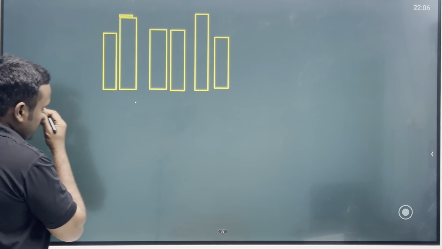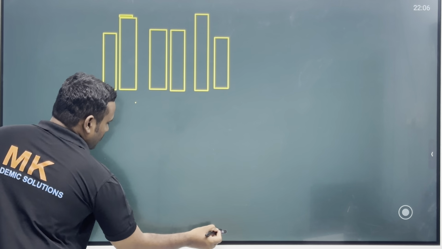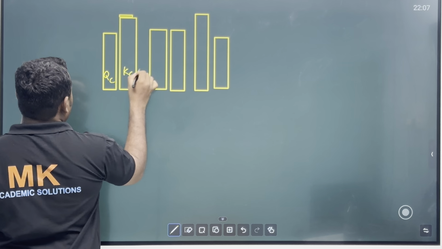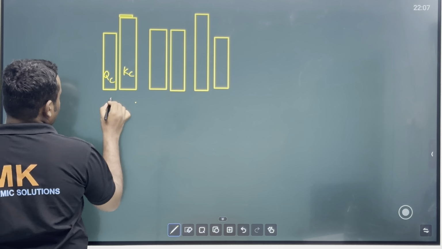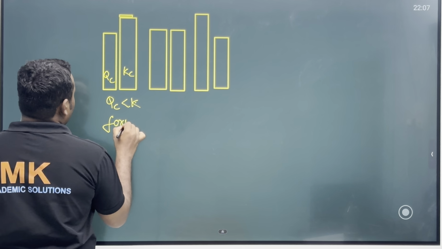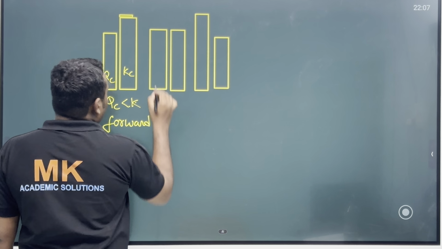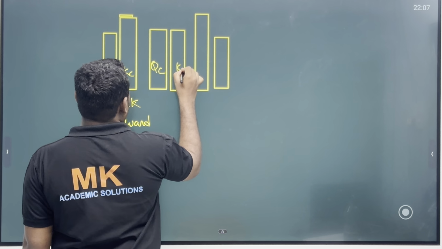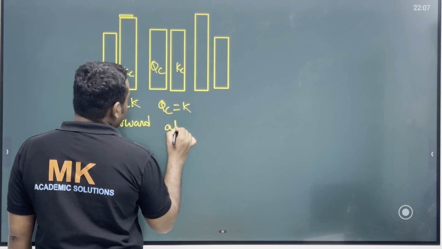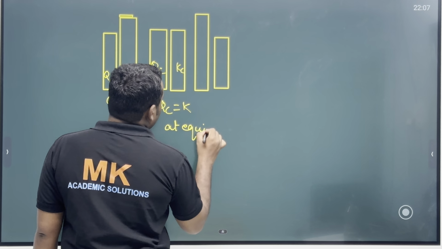Okay, now you just consider like this. This is QC and this is the KC. So here QC is less than KC, forward. And here this is the QC and KC. QC is equal to KC at equilibrium.